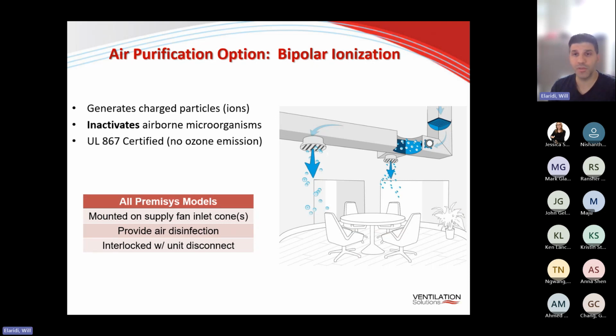It's not super popular. It's not as popular as UVC lighting. Number one, there's been a lot of concern about ozone being injected into the space, which is like free particles of ions being injected into the space. But what you should be looking for when using bipolar ionization is the UL 867 certification, which is guaranteeing that no ozone emissions will be emitted into the space.